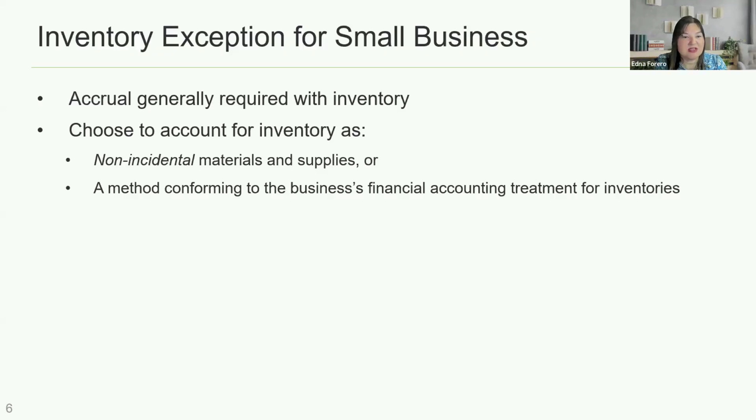So in this particular case, we're generally going to use the accrual method. We're going to choose to account for the inventory as non-incidental materials and supplies, or we're going to choose a method that conforms to the business's own financial accounting treatment for the inventories. So again, making sure that we follow the decisions the clients have made and make sure that they're being accurately reported on their books. So we're going to look again for that $31 million if they've had it in the last 3 years. And if so, then perhaps they're going to have that exception.